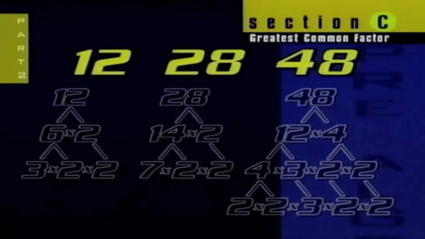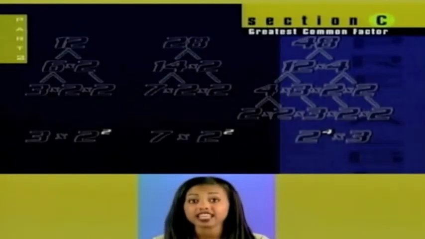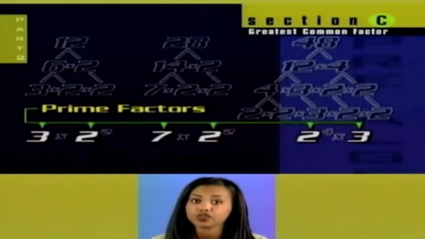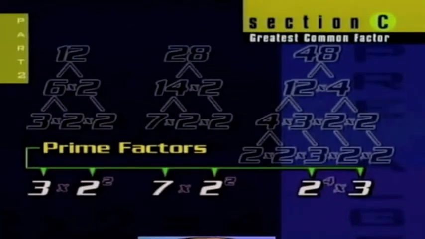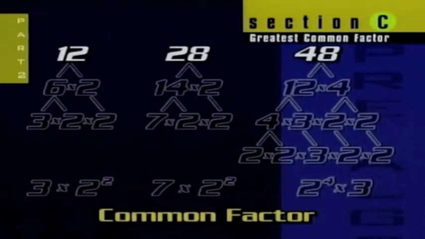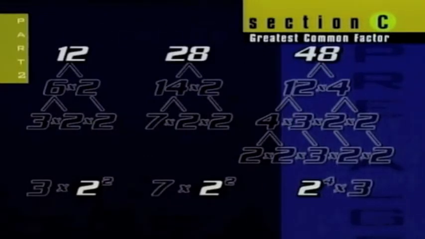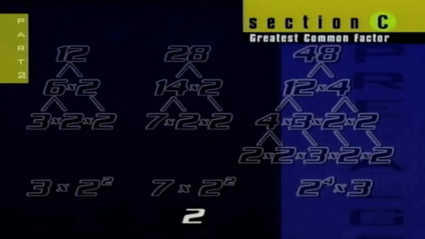Now let's figure out the GCF. After we get the prime factorization, we've got to look at the numbers and their exponents and figure out which will be a part of the GCF. Any prime factor we choose for our GCF must be a factor of all three of the original numbers because that's what makes it a common factor. So, when we look at the prime factors, we see that 2 is the only one that's a factor of all three numbers. So it's going to be the lone base number in our answer.